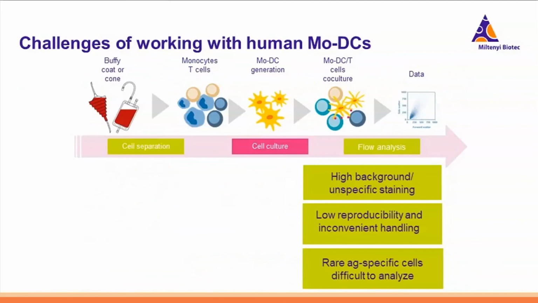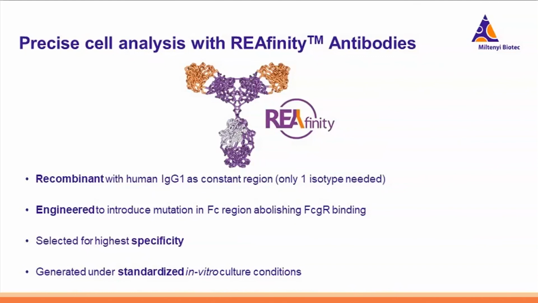We could also encounter flow analysis challenges, including unspecific staining, low reproducibility, or antigen-specific cells that are difficult to analyze. So the solution here is recombinantly engineered REAffinity antibodies. They consist of one universal isotype control, human IgG1. They have high purity and greater reproducibility.